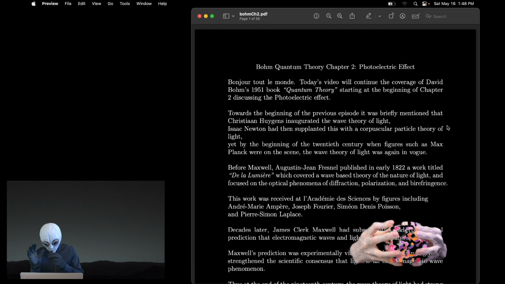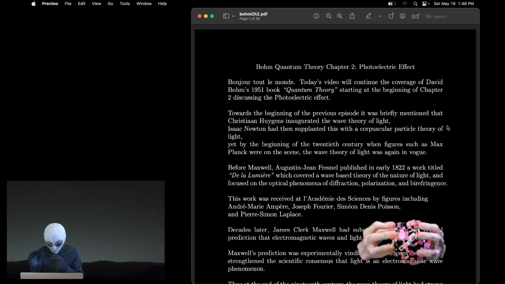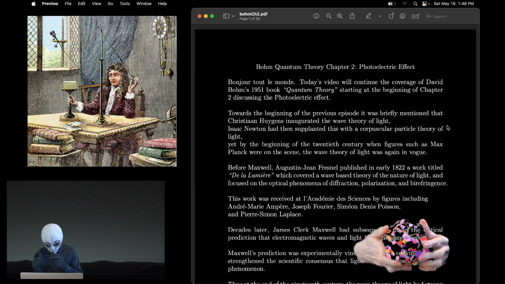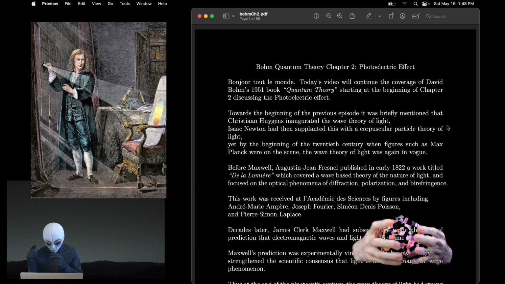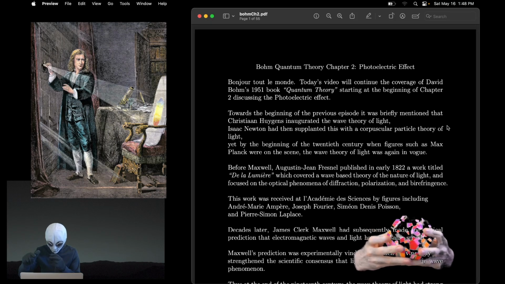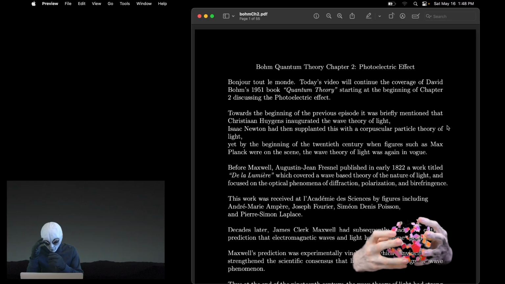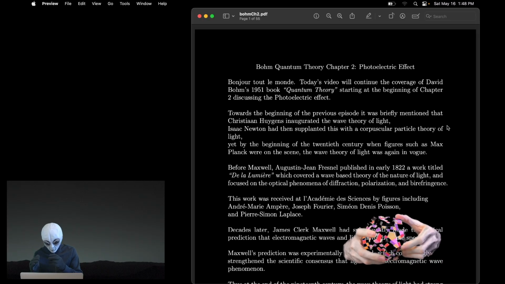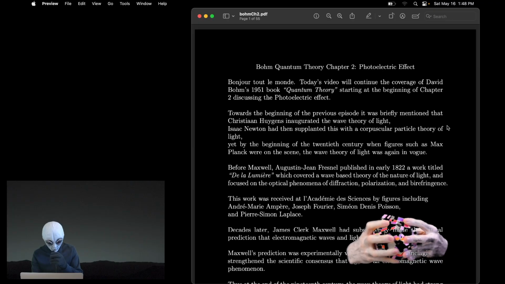Towards the beginning of the previous episode, it was briefly mentioned that Christian Huygens inaugurated the wave theory of light. Isaac Newton had then supplanted this with the corpuscular particle theory of light, yet, by the beginning of the 20th century, when figures such as Max Planck were on the scene, the wave theory of light was again in vogue.